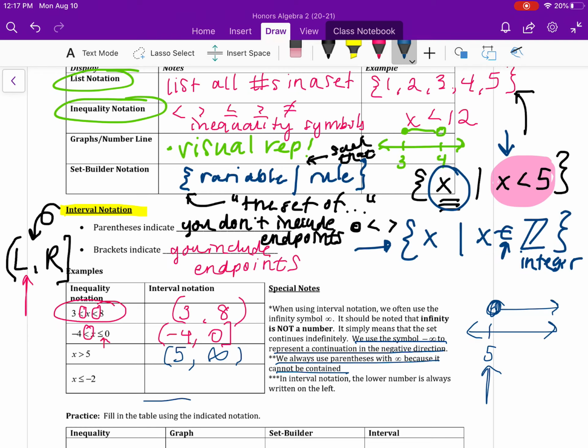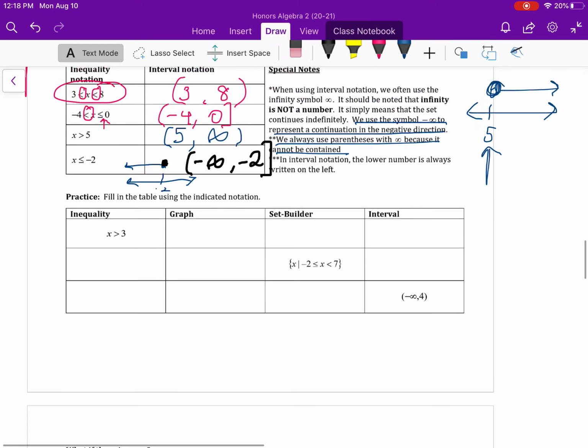X is less than or equal to -2. Well, let's draw a picture of that. This is -2. It's less than or equal to, so it's a closed dot, and it goes to the left. So what's the leftmost point? Oh, it's -infinity. What's the rightmost point? -2. Always use a parentheses on infinity, and because it's a closed dot here, we'll use a bracket on the -2. So interval notation as a whole is just left and right endpoints.